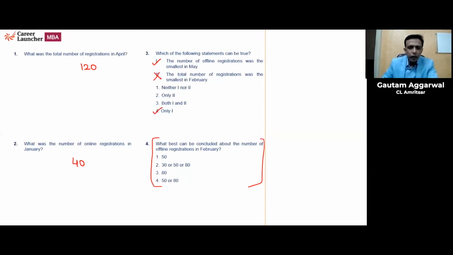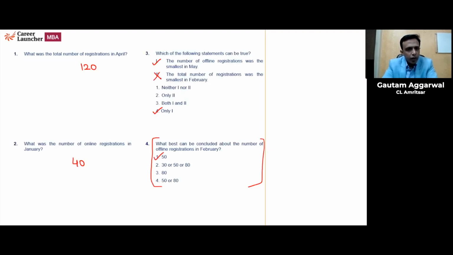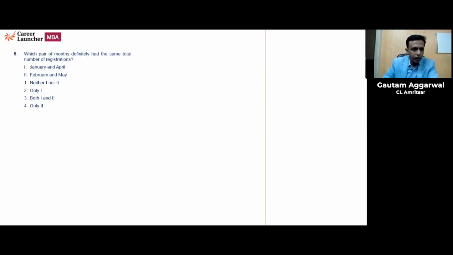What can be best concluded for the offline registration in February? We figured out this was 50. Which pair of months definitely had the same total number of registrations? Both January and April, as well as February and May. So January and April have the same registrations, February and May also have the same registrations. So I'll go by both 1 and 2. Fine, so that was set 2, probably the easier set in the paper.